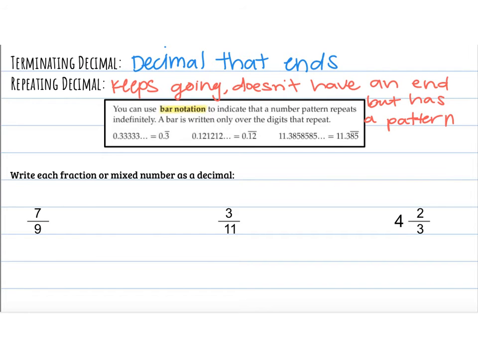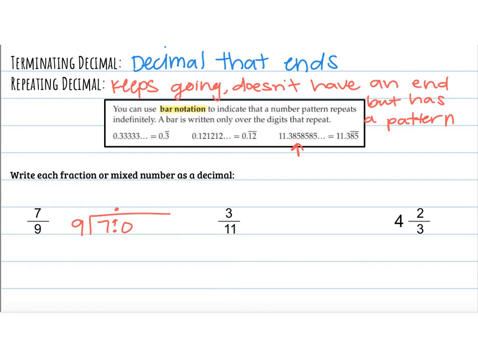So some examples here. You should just write all of this top part down. But here, if you notice, the 3 does not repeat. So when we write it with bar notation, the bar only goes over the 8 and the 5 because that's the part that's repeating. Okay. So now let's try these ones. 7/9 doesn't easily turn into 10, 100, or 1000. So I am going to do some division. Numerator goes on the inside, denominator on the outside. Add a decimal and a 0. Carry the decimal straight up above.